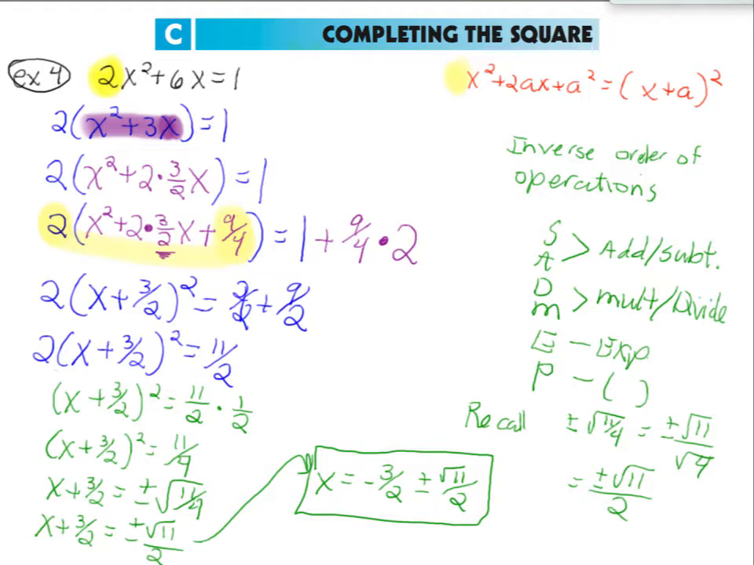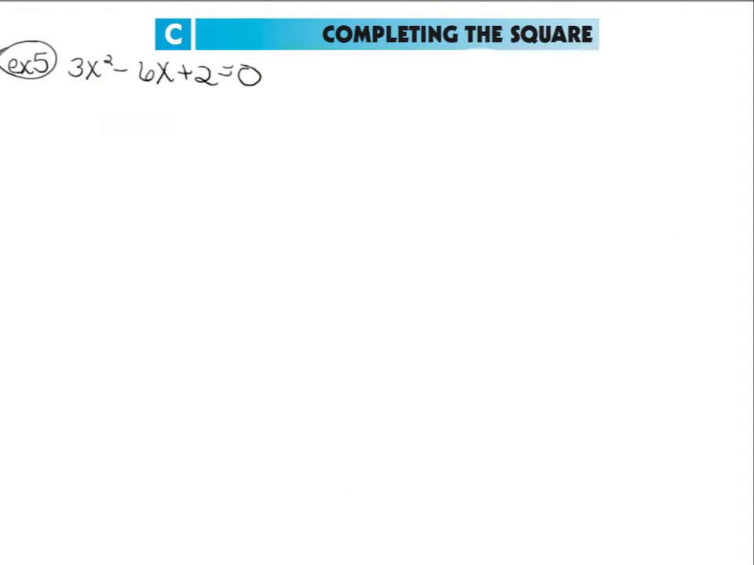All right, let's try example 5, where again we have a number in front of the x squared term. So first, let's get all the x's on a side by themselves by subtracting 2 from each side. Then we need to factor out a 3 from our x side of the equation. So we get 3 times the quantity x squared minus 2x, equals negative 2.